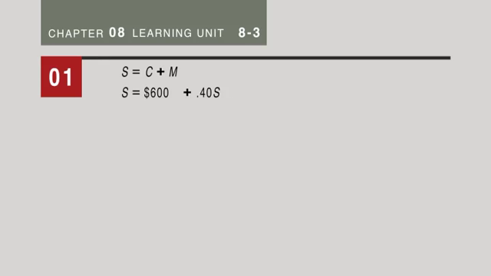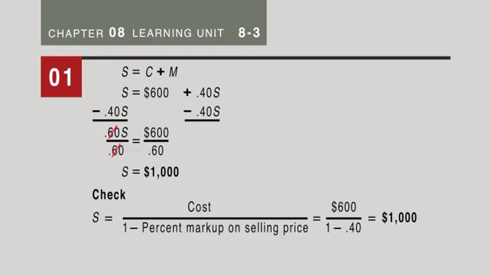Since we add, we're going to subtract 0.40 S from both sides, and we end up with 1S minus 0.40 S equals 0.60 S. Because we have 0.60 S that's multiplying, we have to divide to isolate the variable. So we divide both sides by 0.60, so we end up with S equals 1,000. So that is our selling price to start with.